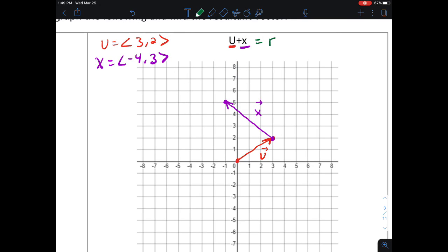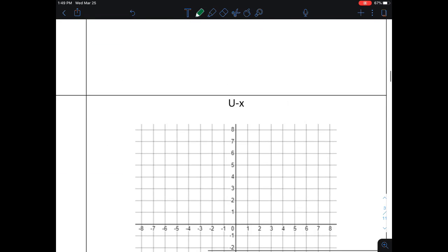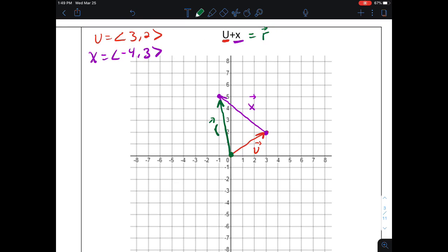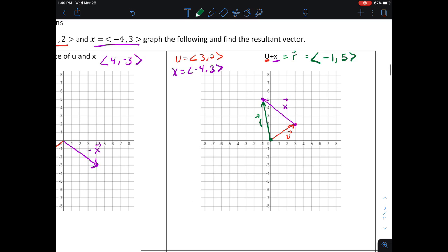And the resultant vector that I get from adding those together, so let r be my resultant vector, you go from where you originally started at the very beginning, and then draw this vector up to the very end after you applied your last vector. So this is vector r. And so I drew it now, and I want to write the component form. So vector r is equal to, go left 1 unit, up 5 units, negative 1, 5.